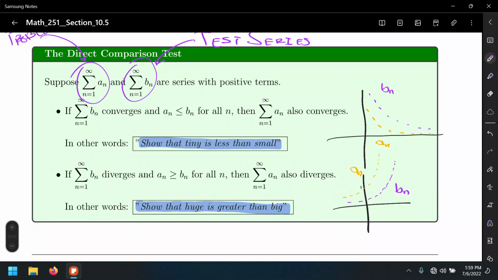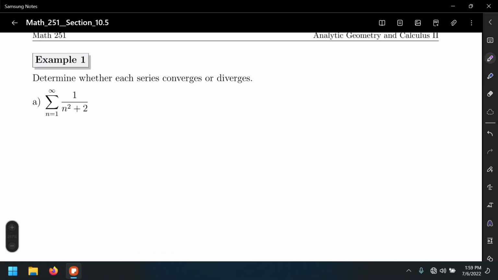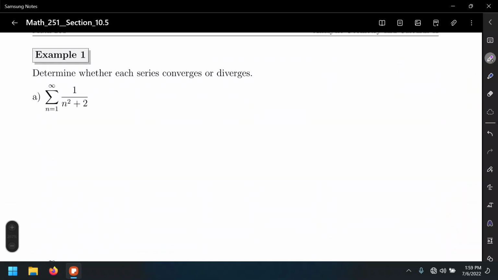You'll see, I think this is going to make more sense once we set up the inequalities and see the examples. So let's do a couple. Let's determine whether each series converges or diverges. Number one, we have the sum from n equals 1 to infinity of 1 over n squared plus 2.